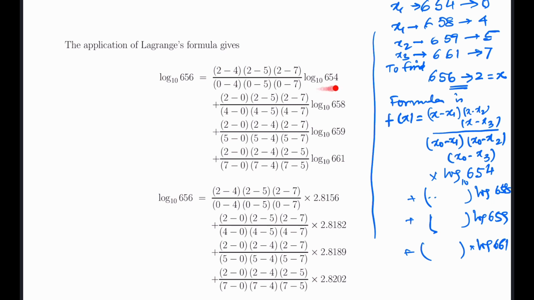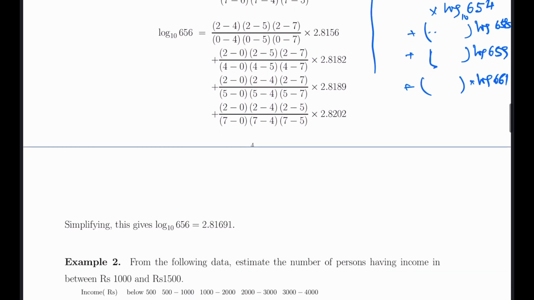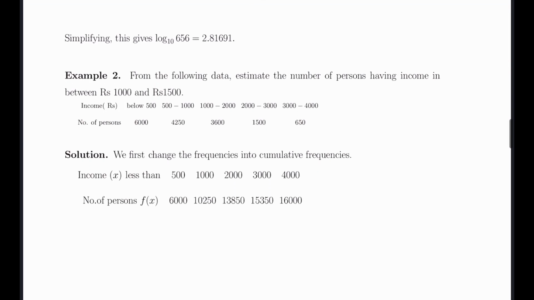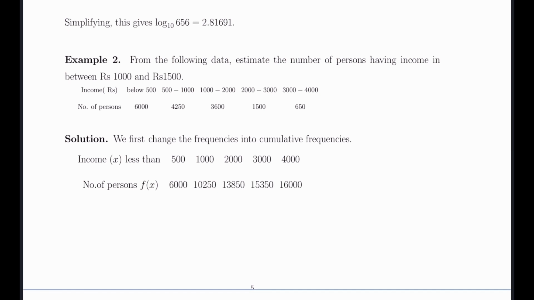Put the values of log 664, log 658, log 659, and log 661 in this simplified mathematics, and just simplify it. What you get here is this: if you simplify it, you get log 656 to the base 10 is 2.81691. So this is the result. Mathematics is simple; you have to pay slight attention to solving the problem.